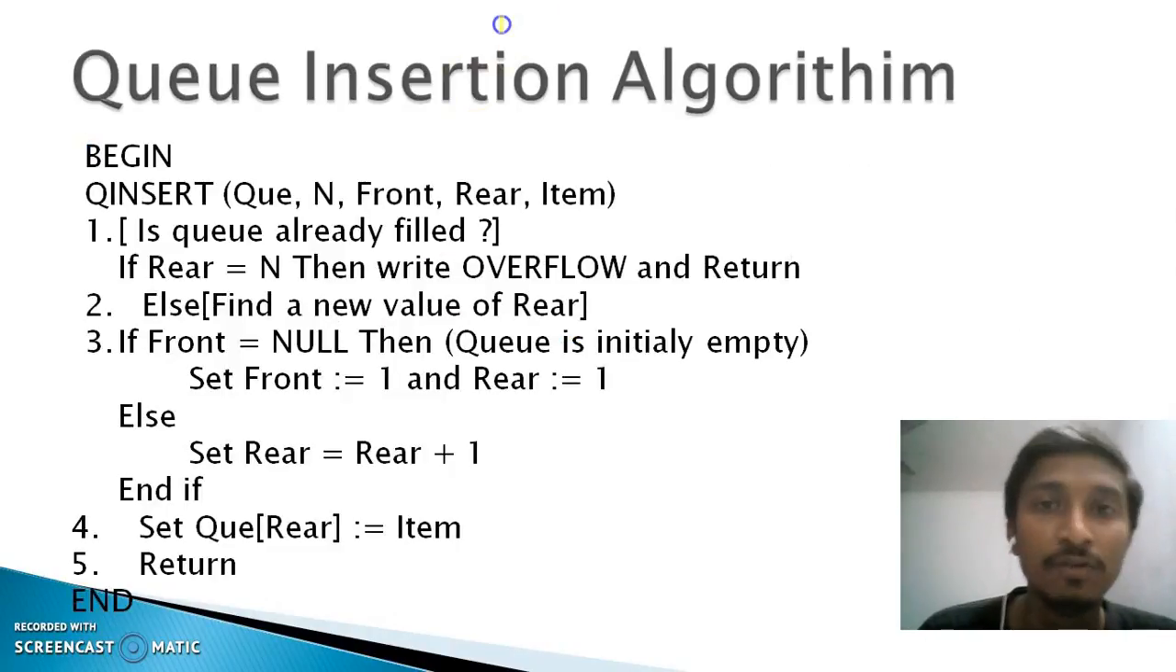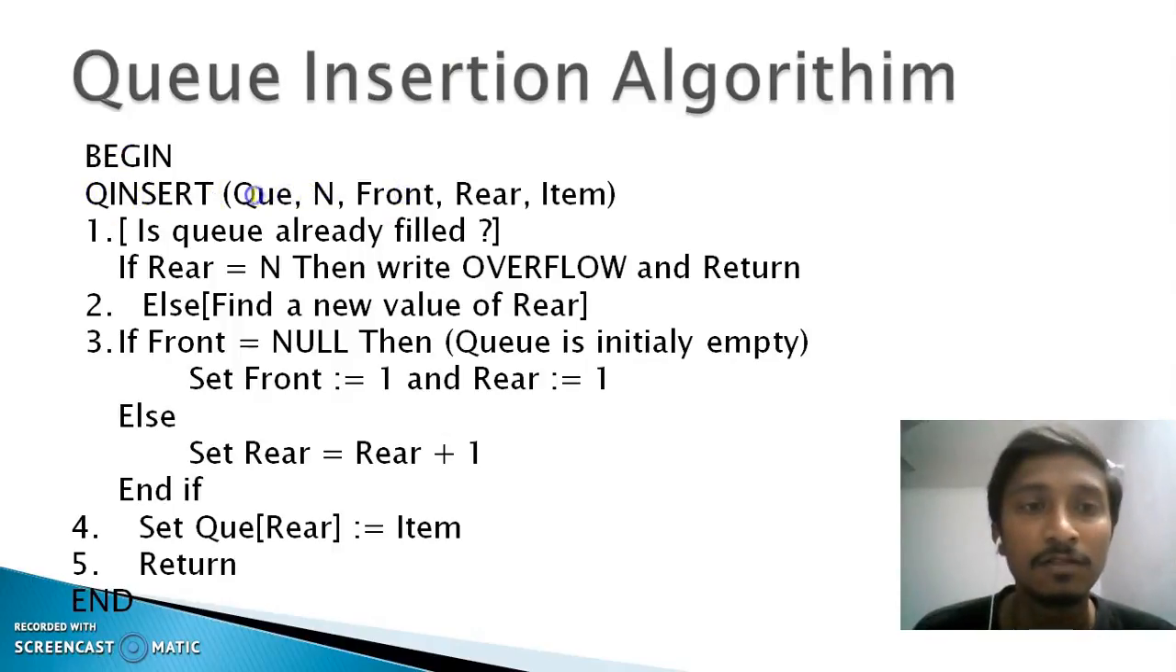So there is a queue insertion algorithm, which you have to understand. First, begin. Queue insert, I have given 5 parameters: the queue, the number of elements in the queue, front, rear, and the item which we want to add. First, is the queue already filled? This is checking whether the queue is already filled. If rear is equal to n, meaning the size of the queue is equal to rear, then write overflow and return.